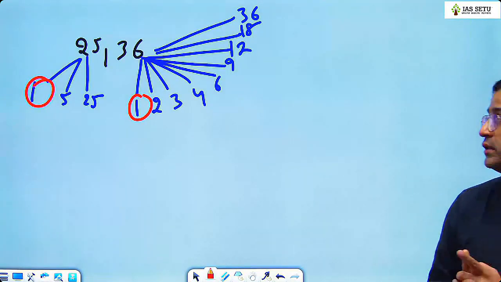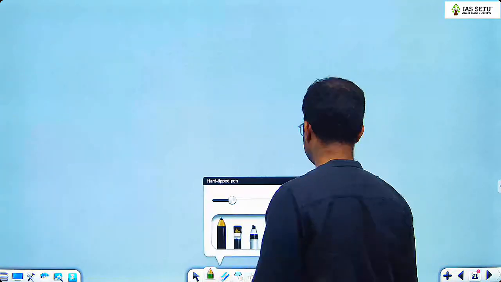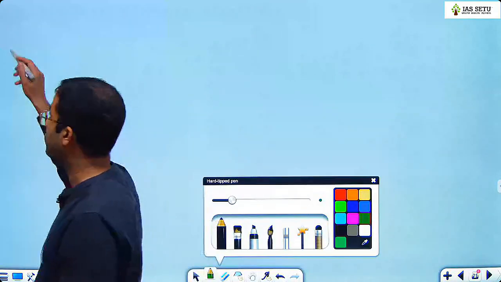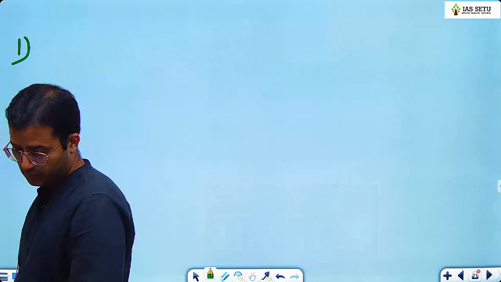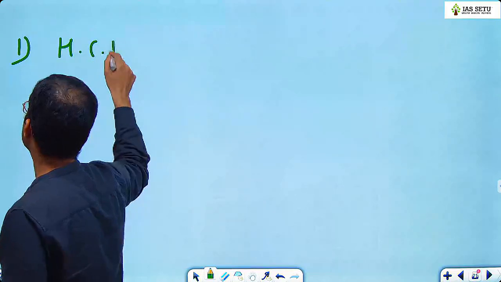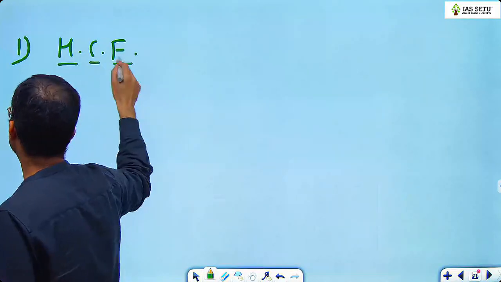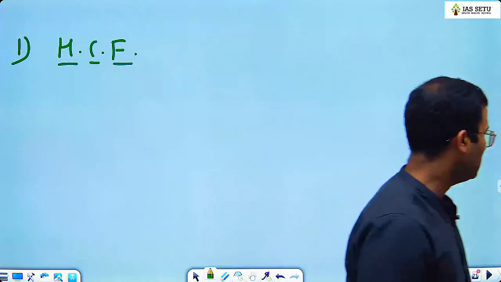Now you write co-prime. Definition I told you, example I told you. I tell you some properties of co-prime. First one, HCF, that stands for highest common factor. We will do it in detail later.